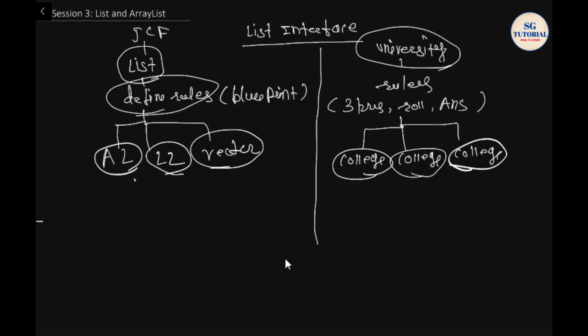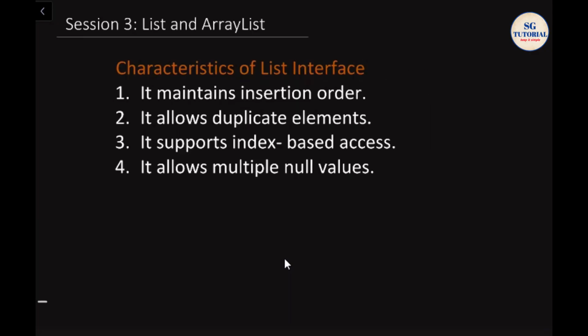Okay, now the question is, what are these rules? So the list interface defines the following rules. The first rule is a list maintains the insertion order. This means the elements are stored in the same order in which they are added.